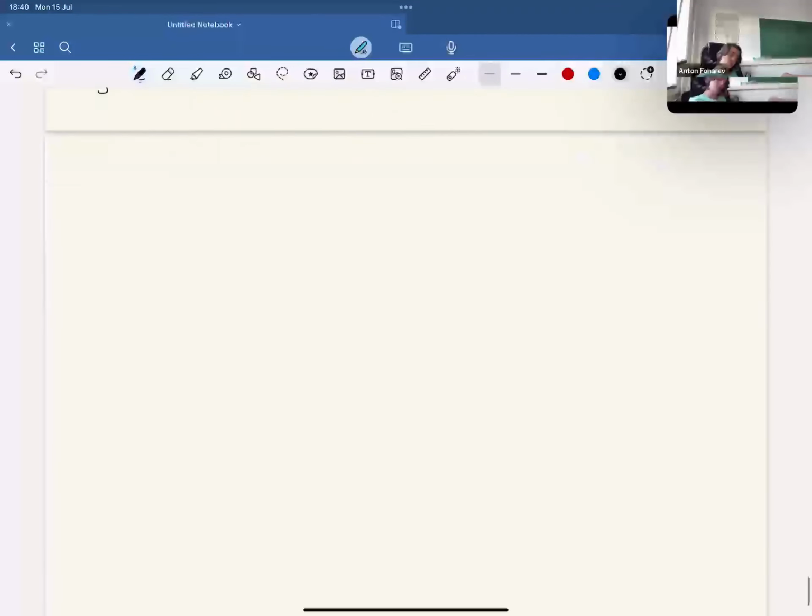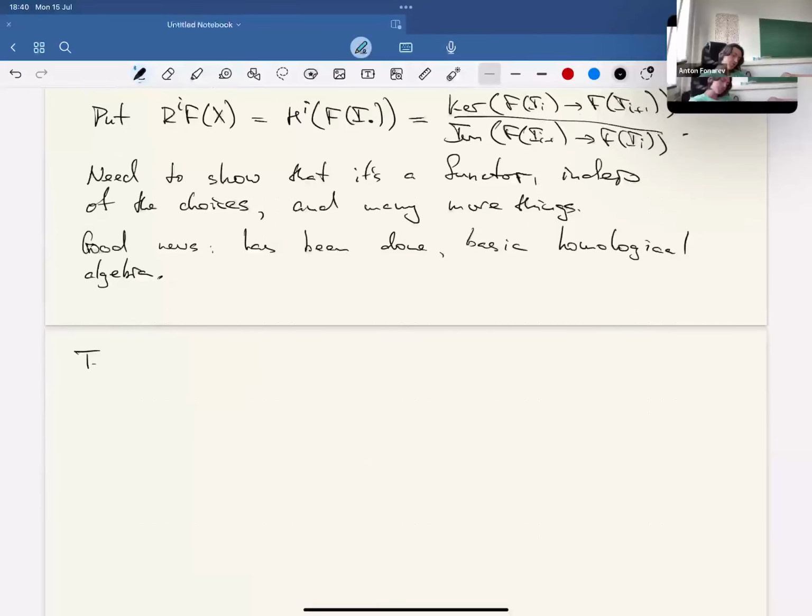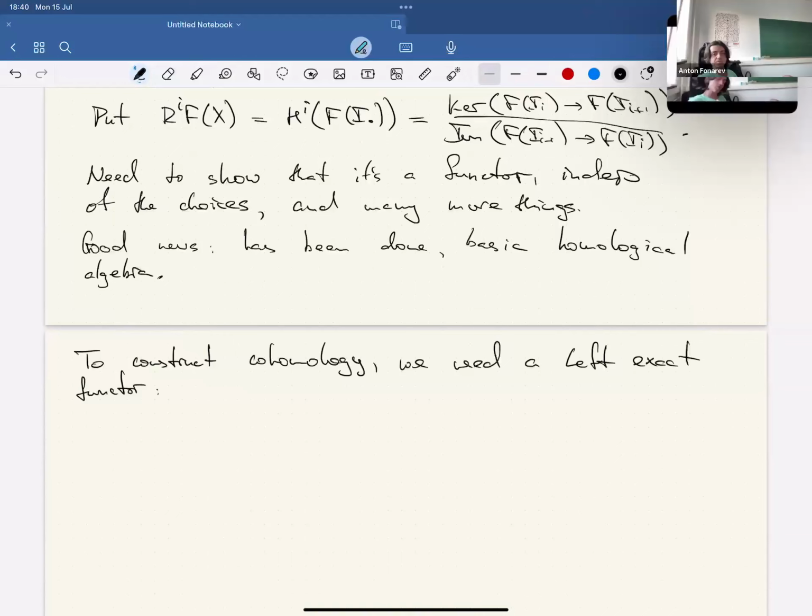So now what we do is construct cohomology. We need a left exact functor, which is specifically our functor of the form Hom. Well, we didn't even need that it's of the form Hom, but it is of the form Hom. Actually, I wanted to say that it's Hom for another reason, but it's gamma of X. And we need enough injectives.